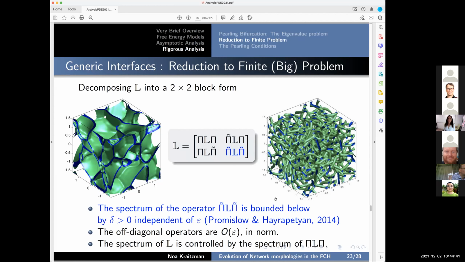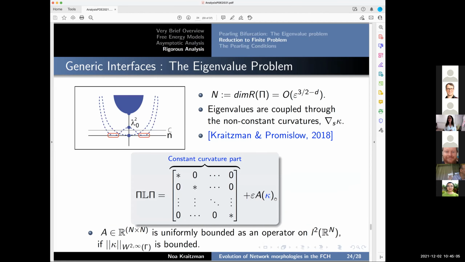We know that L pi tilde has a lower bound independent of epsilon. We show that the off-diagonal terms are uniformly bounded as operators from L2 to L2, which means that all we need to study is this finite operator, pi L pi. Well, it is finite, but it is big.